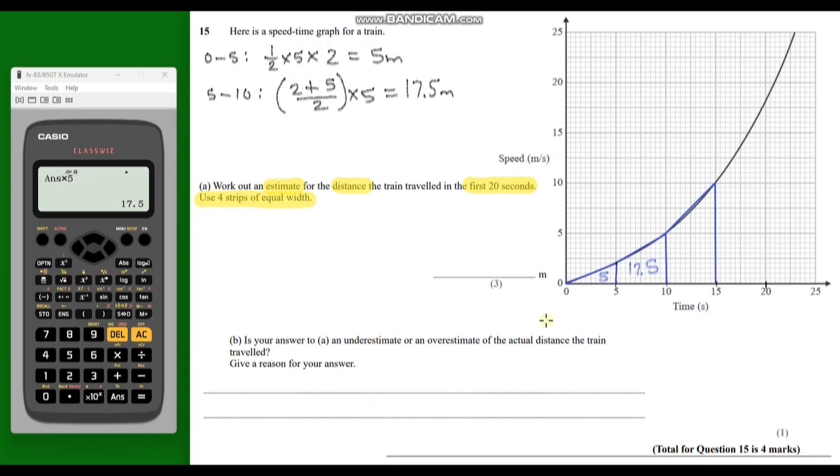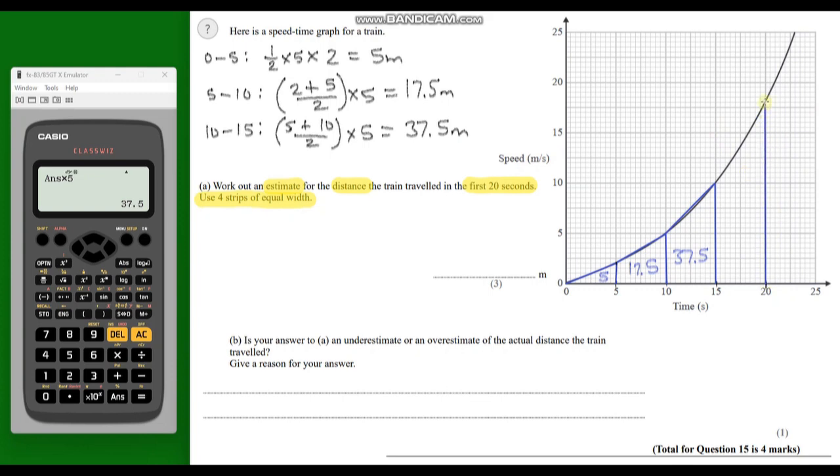But right, so we're doing 10 to 15 now. The formula is exactly the same. So we're going to sum the parallel sides. So it's going to be 5 plus this point here, which is 10, divided by 2 times 5. So that's 15 divided by 2, times 5, and we get 37.5 meters. So 37.5.